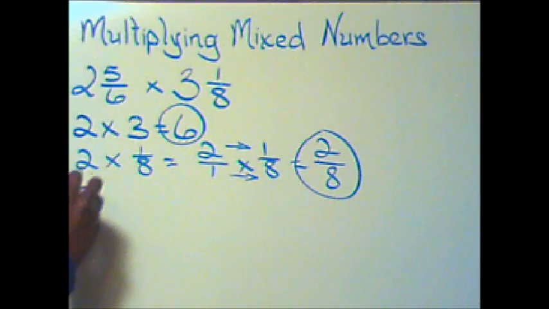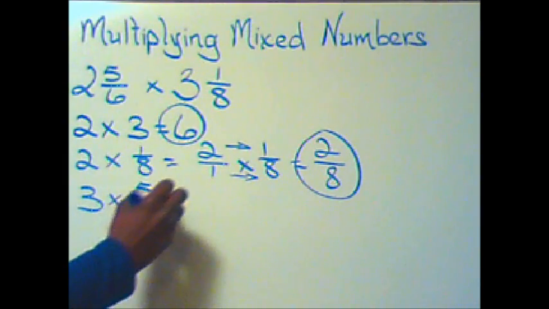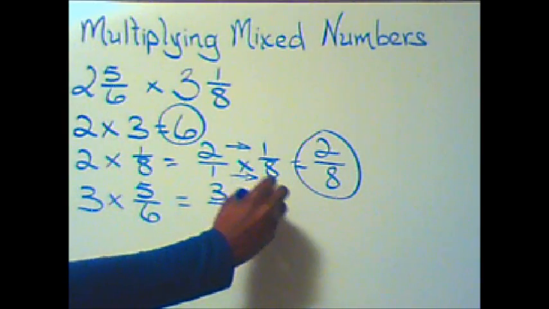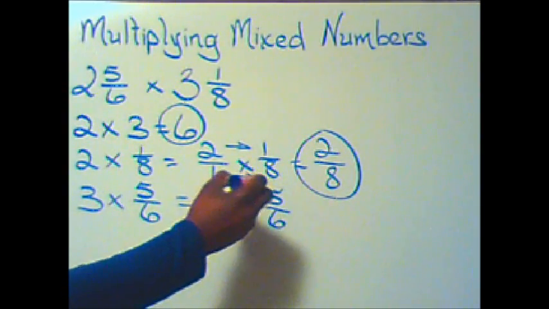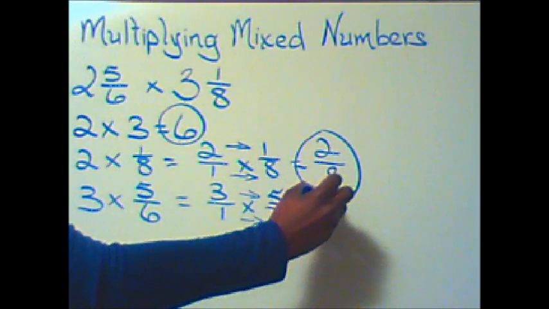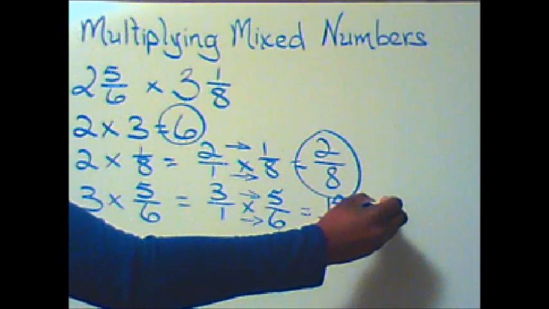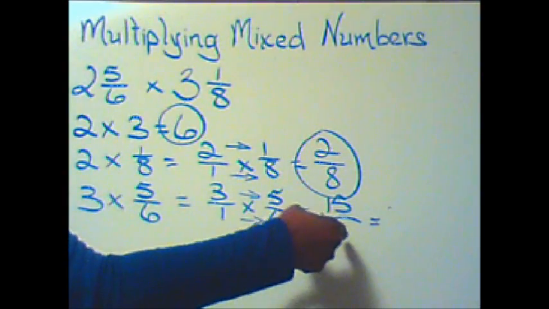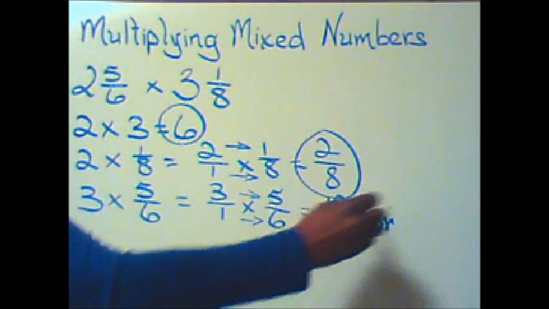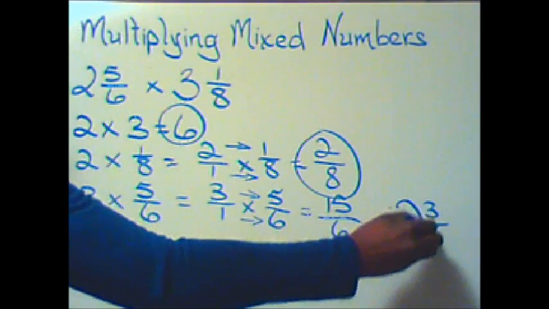Next we'll multiply 3 times 5/6. That equals 3 over 1 times 5/6. Again we cross multiply. 3 times 5 equals 15. 1 times 6 equals 6. 15/6 can be written as 6 times 2 is 12 plus 3 is 15.